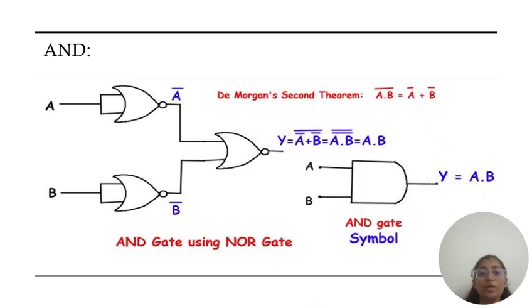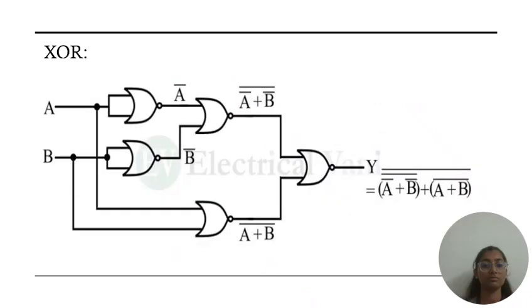By De Morgan's law, we can write that as A bar bar into B bar bar whole, which is equal to A into B. The symbol of the AND gate is given as follows, and the output is y equals A into B. Now let us see the XOR gate.